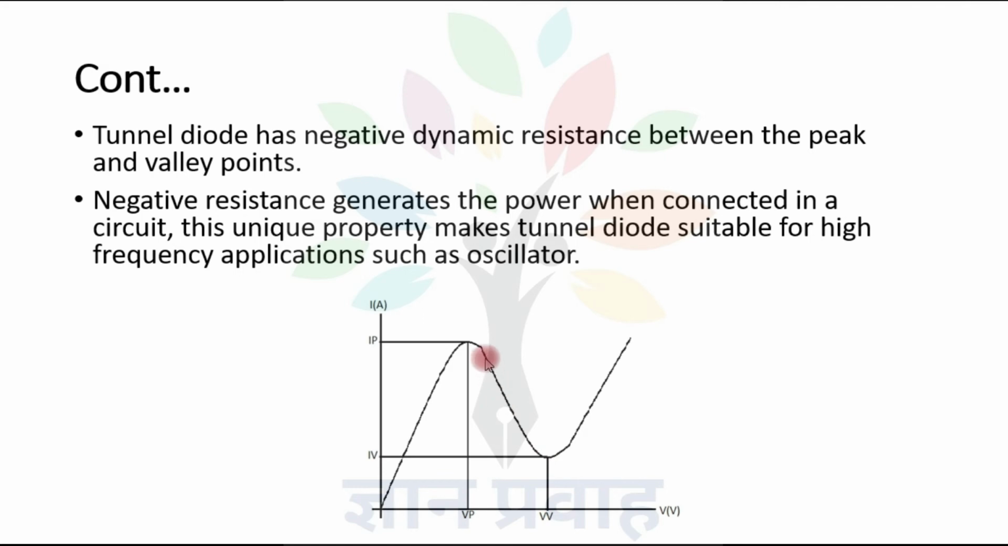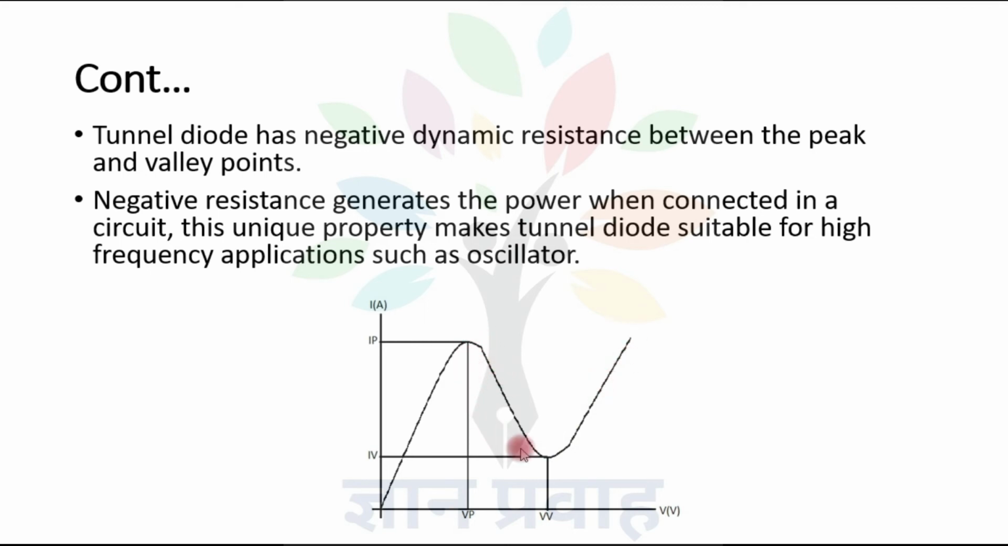It means this region has negative resistance, and the current keeps decreasing up to the valley point. This point is called the valley point, and at this point the voltage is Vv and the current is Iv. After the valley point, the current is increasing again, just following Ohm's law.